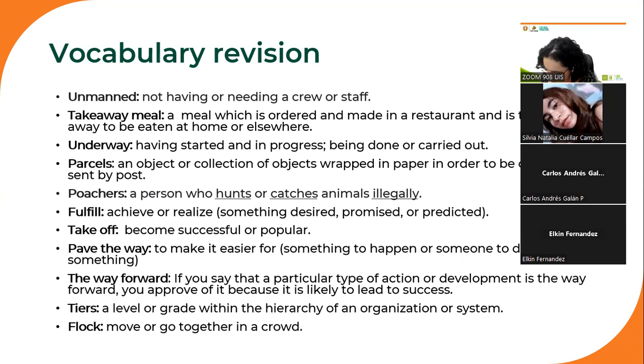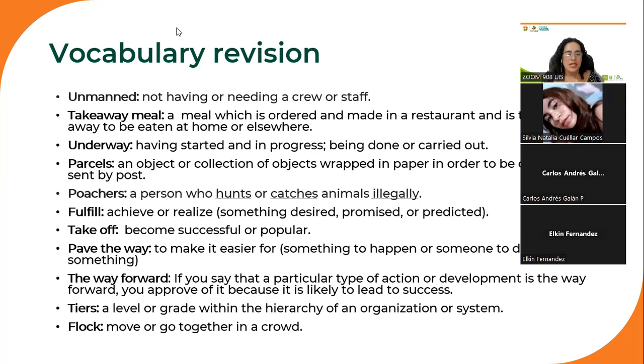Unmanned. Unmanned: not having or needing a crew or staff. So an unmanned vehicle means that it doesn't need a person or a group of people to manage it, okay? It can be like a sort of robot that doesn't need a person managing it.